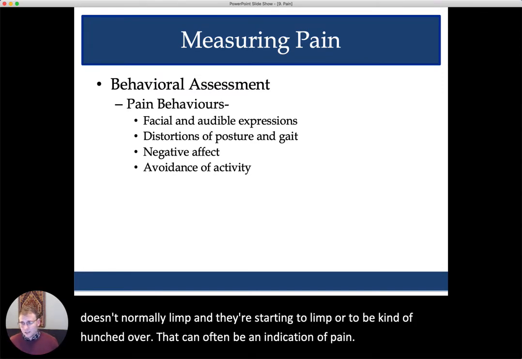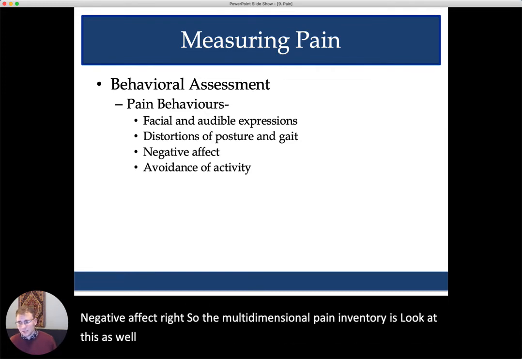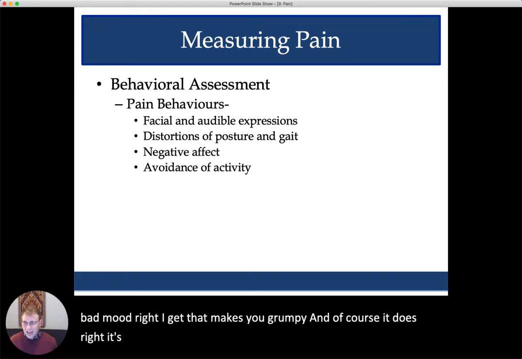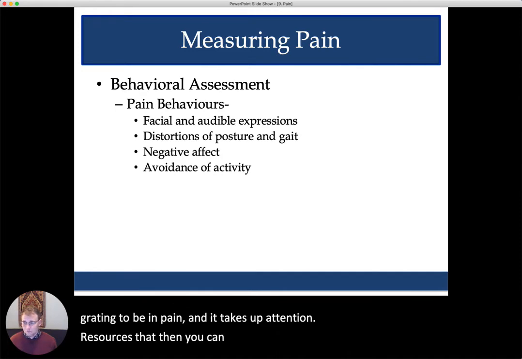Negative affect, right? So the multidimensional pain inventories look at this as well. But when people are in pain, it usually puts you in a bad mood, right? It makes you grumpy, and of course it does. It's psychologically taxing. It's physiologically taxing. It's really grating to be in pain, and it takes up attentional resources that then you can't devote to regulating your emotions in the same way.